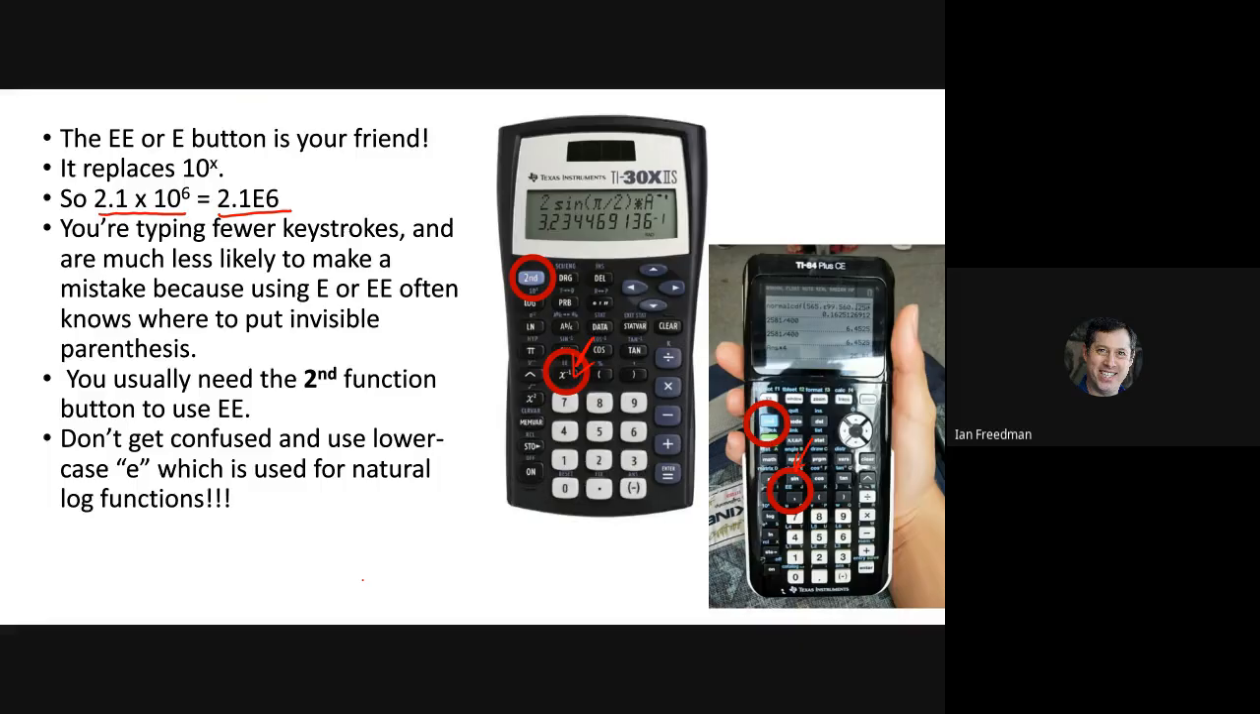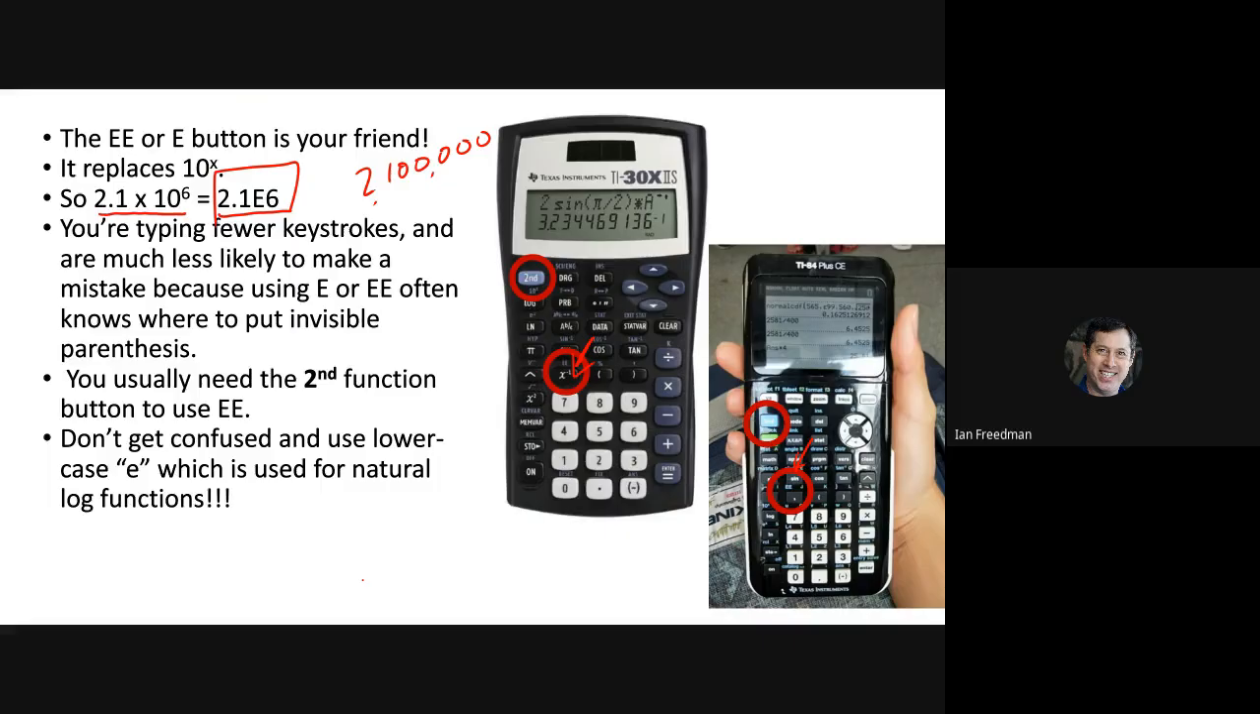But it also knows where to put parentheses correctly, and that's something that people sometimes struggle with, is that if you want to do math correctly, you often have to put a lot of extra parentheses in that you might not need if you use the E button. So I really strongly recommend it, and I will write it out. Sometimes I'll write out 2.1 E6, which is 2.1 million, as opposed to writing 2.1 times 10 to the 6th, or writing 2100000, which I could have done as well.